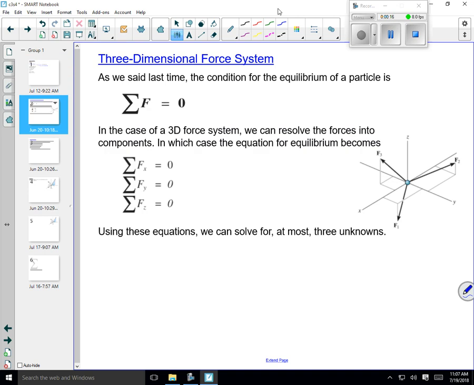Last time we talked about the conditions for equilibrium, which is that the vector sum of the forces is equal to 0. In the case of 3 dimensions, we break it up into components. We get 3 scalar equations, x, y, and z. Each of those has to be 0. Once again, because I've got 3 equations, at most I can solve for 3 unknowns. If I have more unknowns than that, I either can't solve it or I've got to have something else that gives me a condition to get another equation.